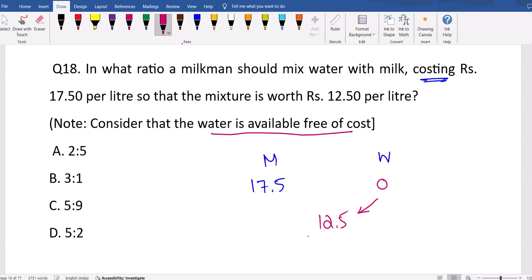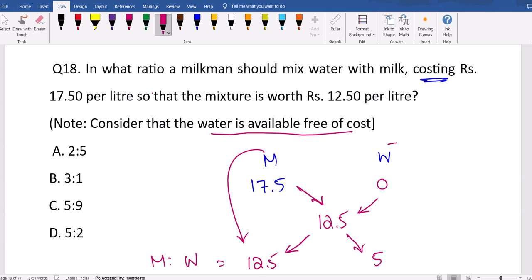So as per the mixture allegation concept, take the difference between the numbers and put it on the opposite side. The difference should always be positive. This will give milk with respect to water. This is milk related, this is water related. So milk with respect to water.